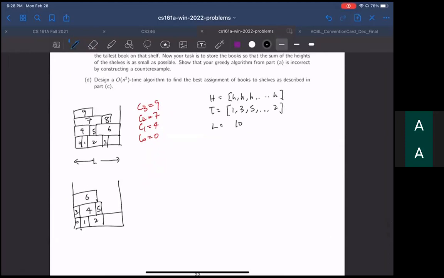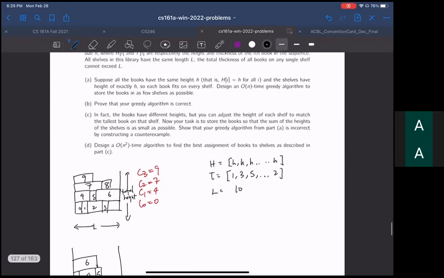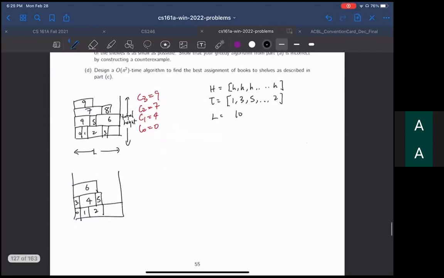You have to pack these books, and our goal is to try to minimize the total height of the entire shelf. Minimize this entire height. Now because each of the books has the same height, each shelf is going to have the same height. It's just going to be h. Now let's try to come up with an algorithm that solves this.